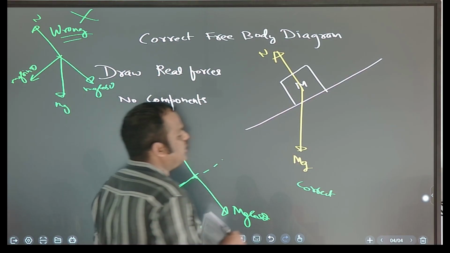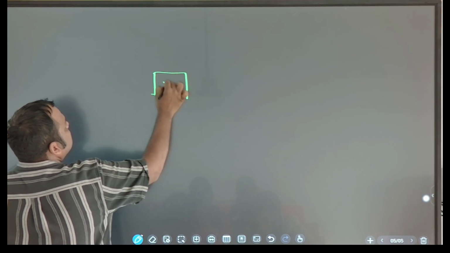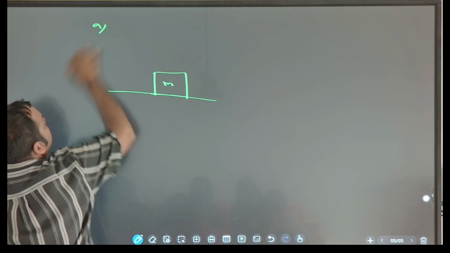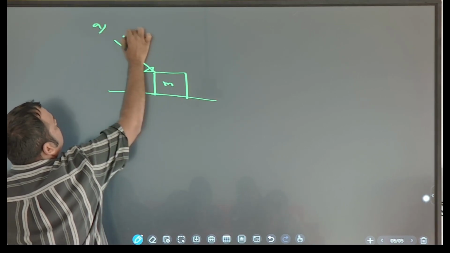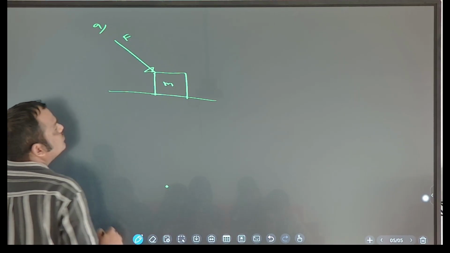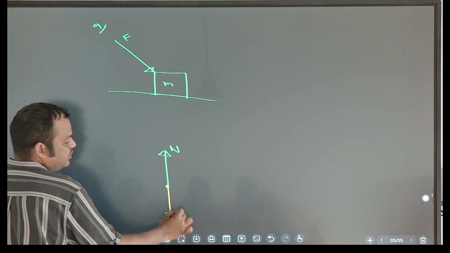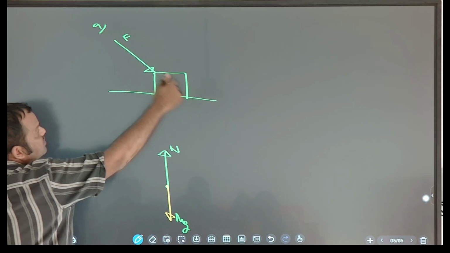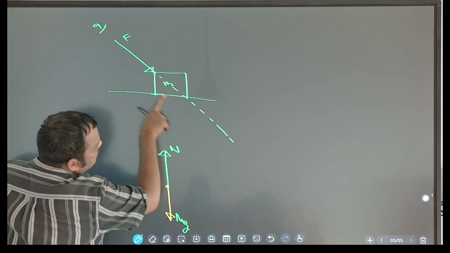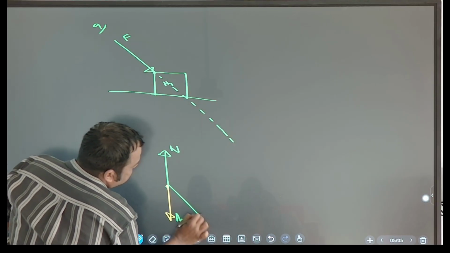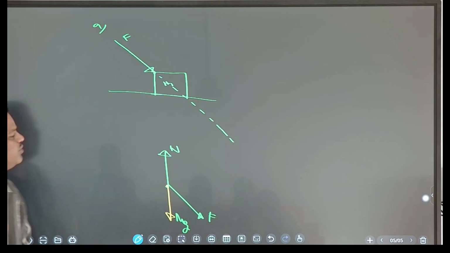Okay, clear. The ninth question: suppose this is the block. You are exerting a force like this. How many forces? Normal, mg, and this force. The direction of this force is along this line. So this is the correct free body diagram. So second option.